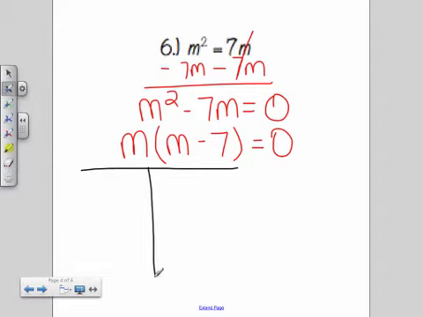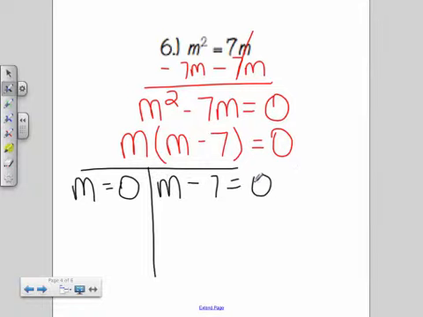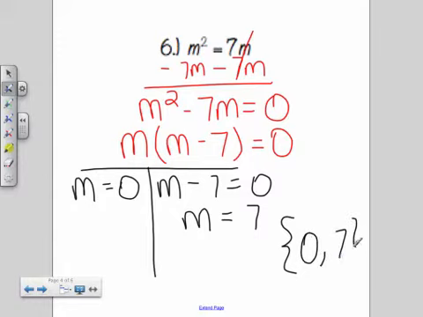And the first part of my t-chart is easy. I just set my first factor, which is m, equal to 0. And I don't even have to solve anything because m is isolated. I'm going to do the same thing with my second factor. So I get m minus 7 equals 0. I'm going to add 7 to both sides, which means that m is 7, which means that my final answer is going to be 0 and 7.